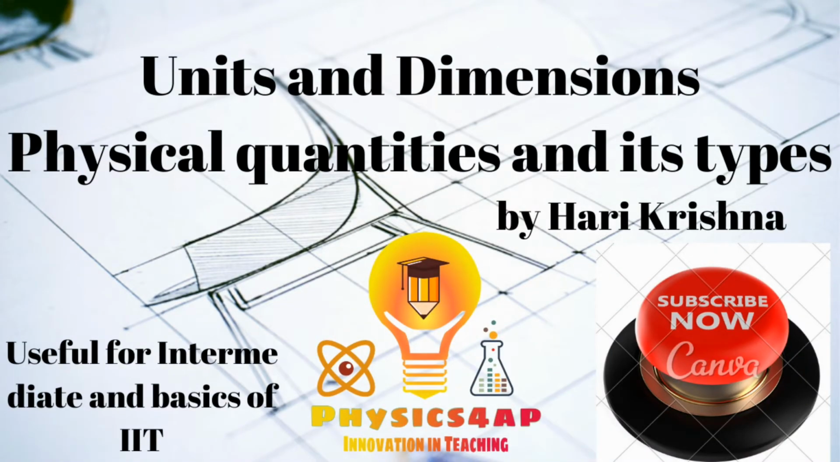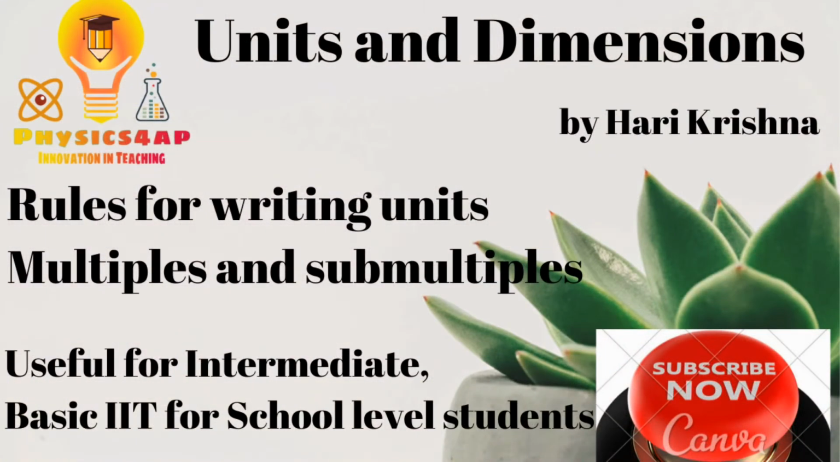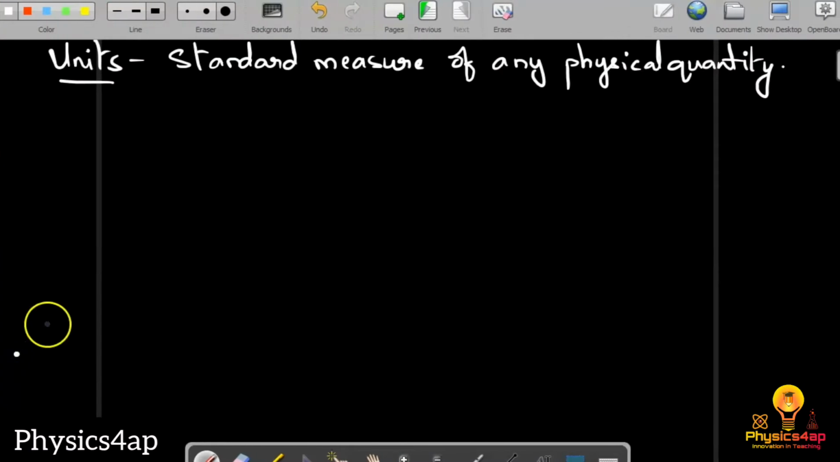So in previous class we have discussed about the physical quantities and its types. Now we will be discussing about the rules for writing the units and multiples and submultiples. And next we are going to discuss about the units. So units are nothing but the standard measure of any physical quantities. So any physical quantity which has a standard measurement is said to be called as a unit.